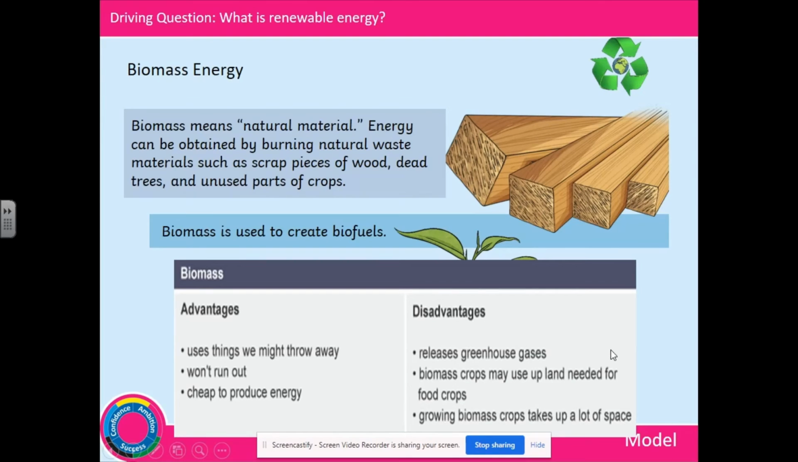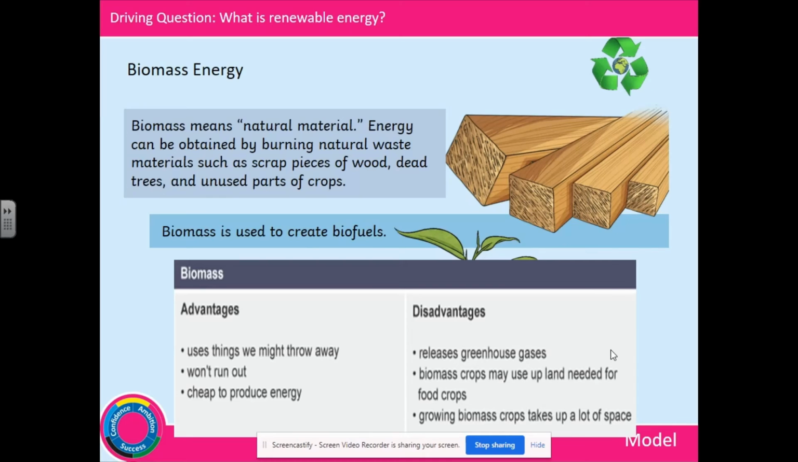We have another one, which is biomass. Biomass energy. Biomass means natural material. Energy can be obtained by burning natural waste materials such as scraps of wood, dead trees, and unused parts of crops. Biomass is used to create biofuel.